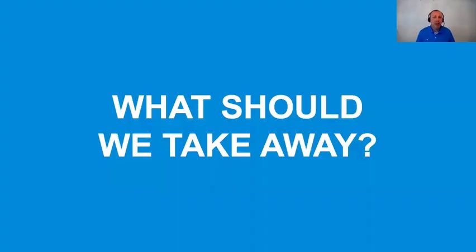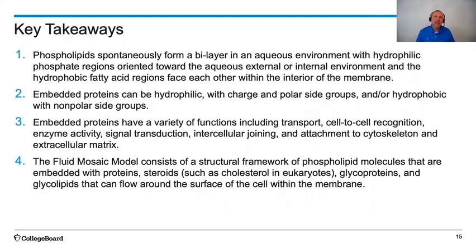So what should you take away from today? Well, first, that the phospholipids spontaneously form a bilayer in an aqueous environment with the hydrophilic heads on the outside and the hydrophobic tails on the inside. The embedded proteins can be hydrophilic or hydrophobic. The embedded proteins also have a variety of functions ranging from transport to signal transduction. And finally, the fluid mosaic model consists of a structural framework of phospholipid molecules that are embedded with proteins, steroids such as cholesterol, glycoproteins, and glycolipids that can flow and shift within that cell membrane.